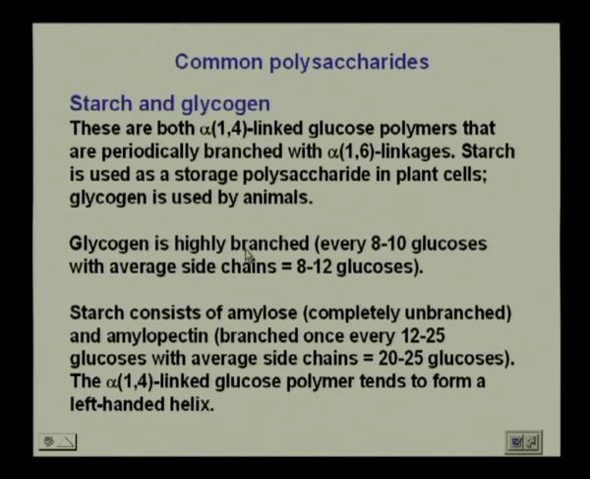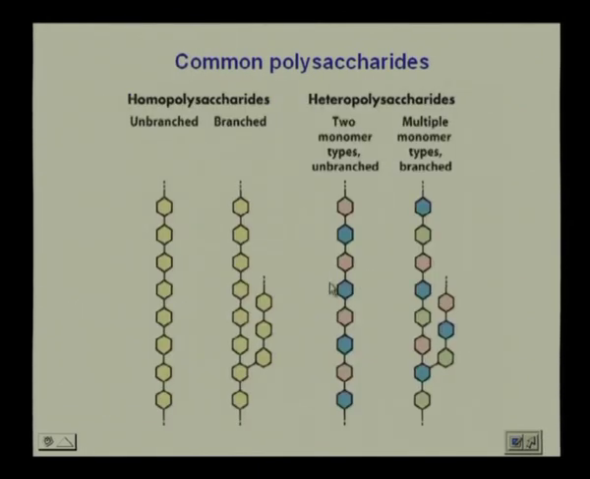Glycogen is highly branched. Every 8 to 10 glucoses with average side chains of 8 to 12 glucoses. Means you have in your previous picture, if you look, you have 8 to 10 here and 8 to 12 branched off, then another set. So, you have all of it linked together basically to form, and you realize now that it is good to form such a compact unit.